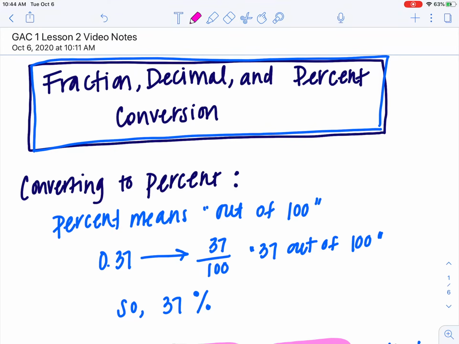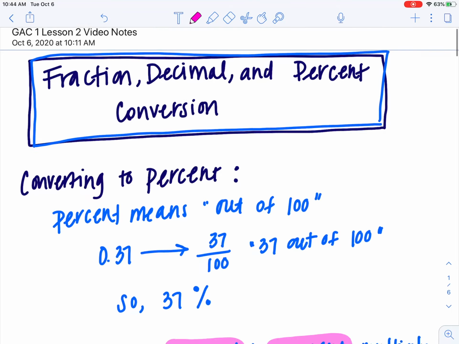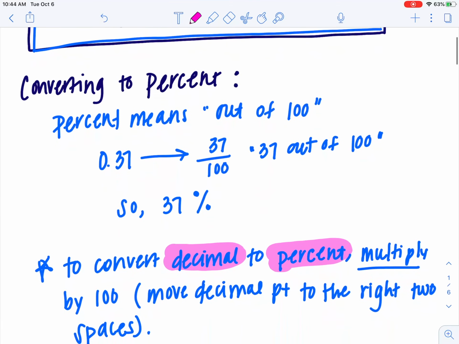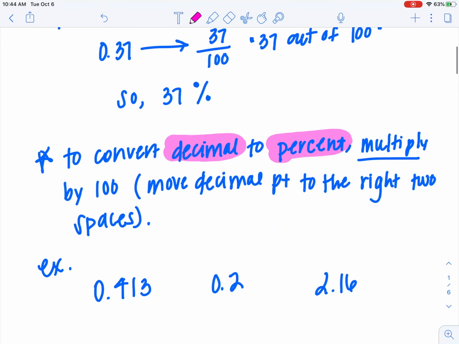All right, so this video will help you with the fraction, decimal, and percent conversions. So converting to percent essentially just means out of 100. So if we have like 0.37, that was really 37 out of 100. So you'd write that as a fraction like that, and that might seem familiar to you. And then your percent is just that 37% on top.